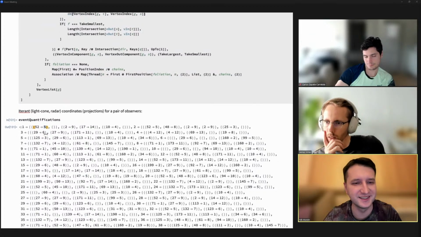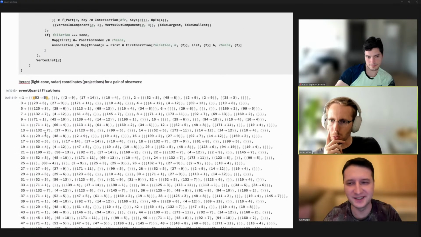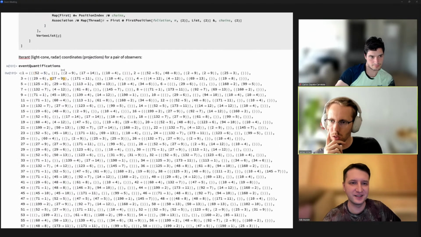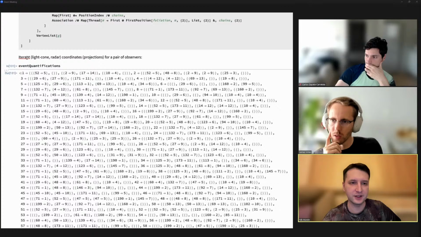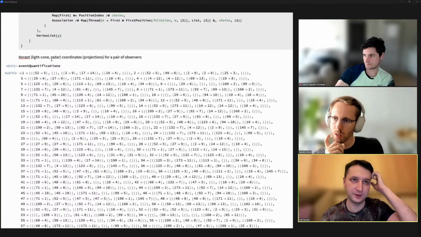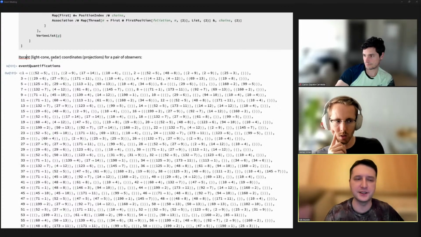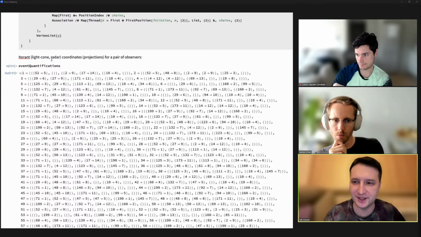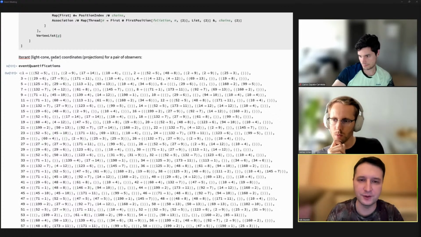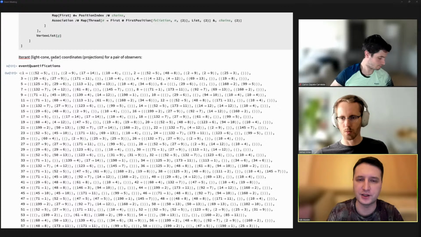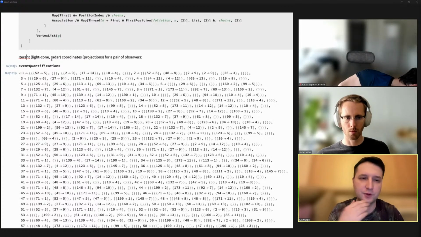What is it? Light cone coordinates for a pair of observers' projections. A light cone radar. Okay. This iterant term comes from Luke Kaufman, and he also has a similar, more algebraic idea of quantifying events in special relativity. It has a nice algebraic structure, where you can talk about the subtraction and adding of time clicks more rigorously.